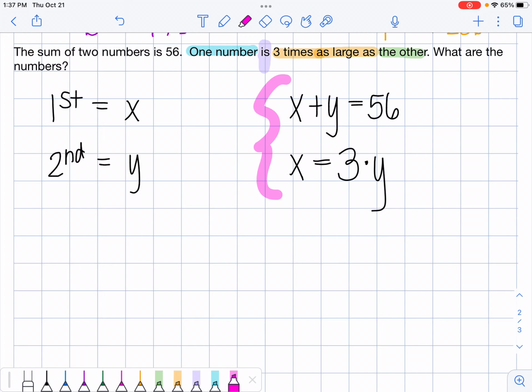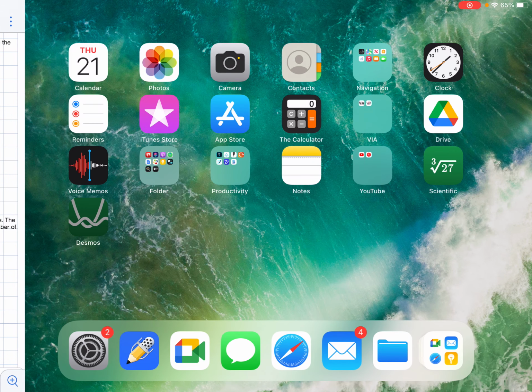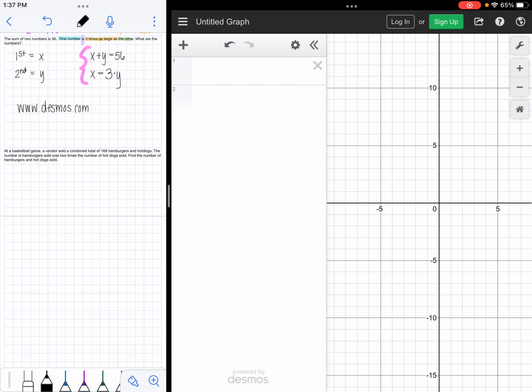If you go to www.desmos.com, they have a really good graphing calculator. They also have an app. So I'm going to open it up. It looks like this. Desmos is a really cool graphing calculator. I'm just going to scooch this way over here. I just need to be able to see my equations.